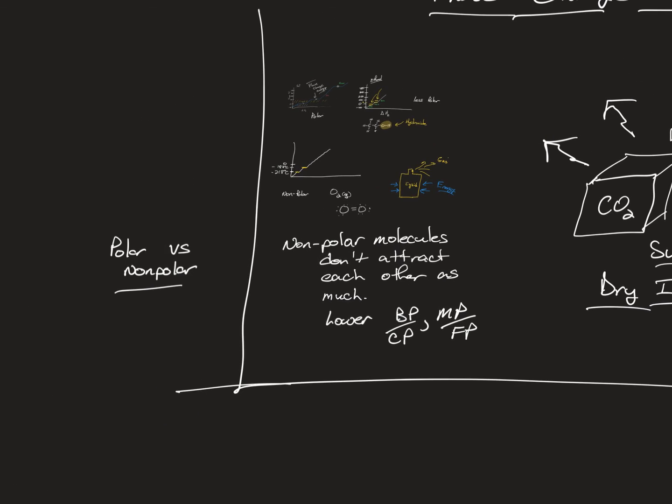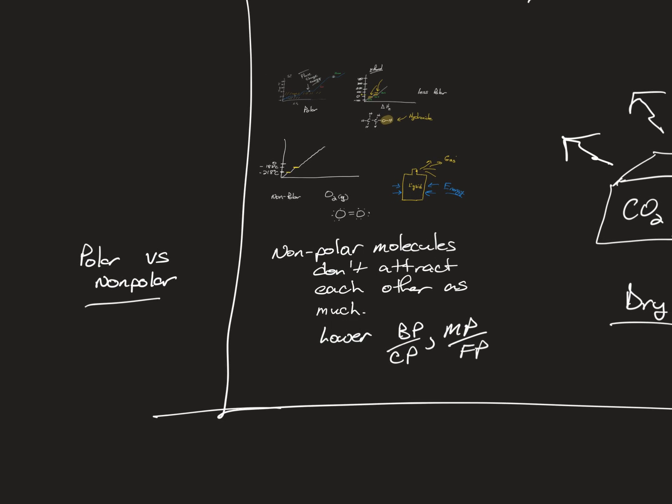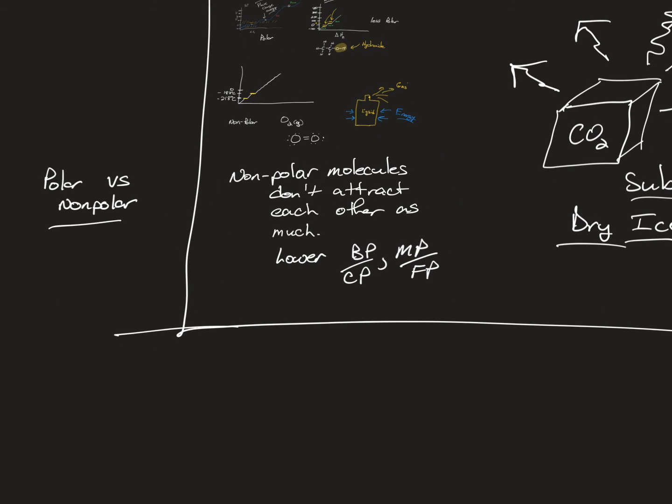Yeah. Ethanol. All right, so ethanol is an example. That's good. So as an example, i.e. ethanol, less polar equals lower freezing point, lower boiling point. It's freezing point versus melting point, boiling point versus condensation point.